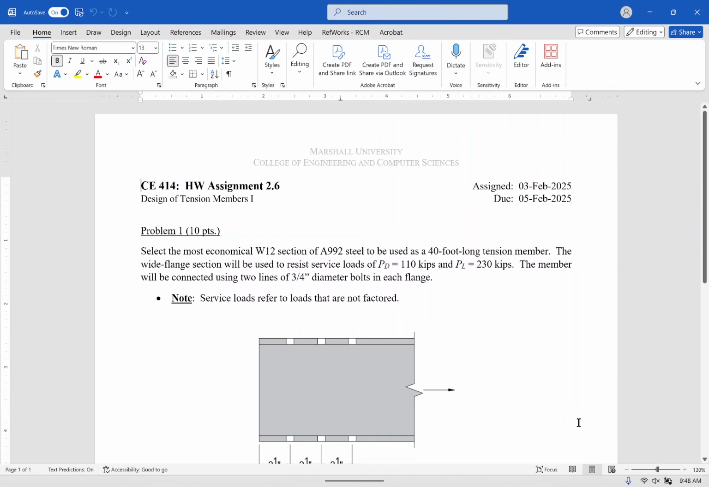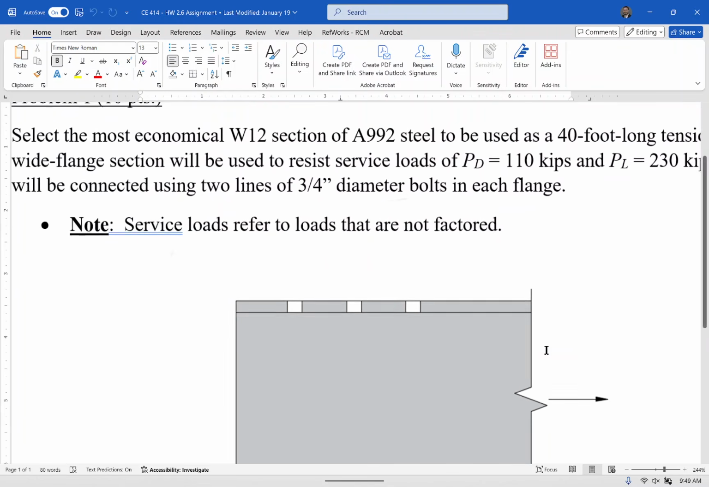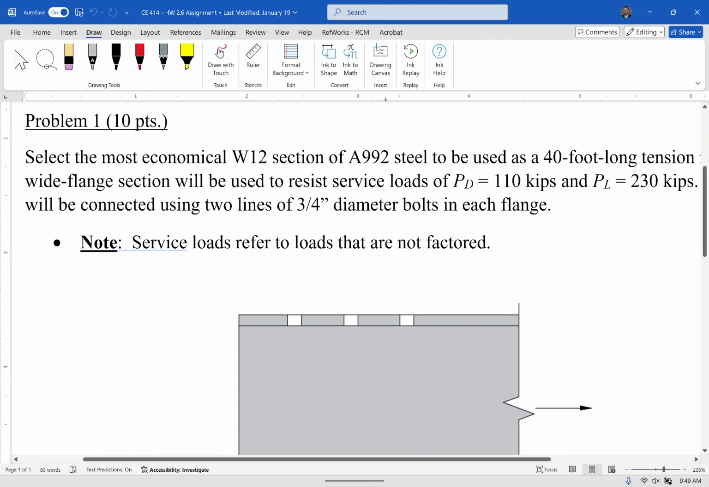So for your homework, here's the thing I want you to pay attention to. I want you to select the most economical W12s, okay? So a W12 by something, not a W10, not a W8, a W12, okay? Other than that, I think you'll find that the problem's fairly straightforward, okay?